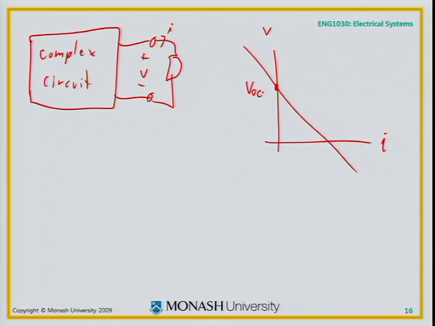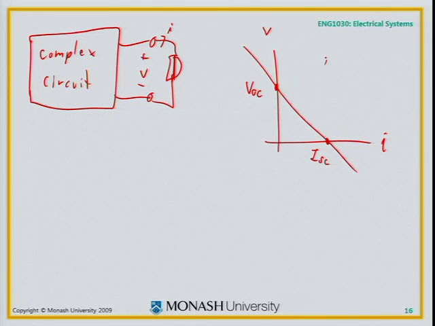Another one to do is short circuit it. If I make what's inside this box a short circuit, then there can't be any voltage across. V must be 0. So that must correspond to that one. And I measure the current that flows at that point, and it's the short circuit current. Those are the easy points to find, if you like. So why don't I find those two? Open circuit voltage, short circuit current.